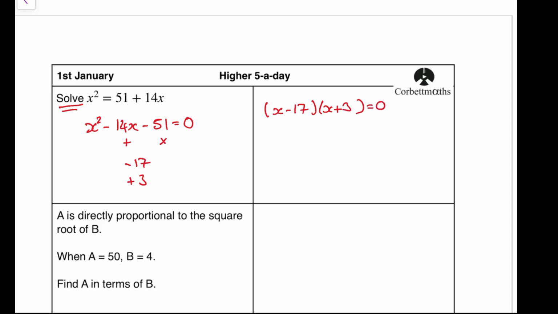Now, whenever I multiply a number by another number to get a 0, one of those numbers should be a 0. So either that bracket's equal to 0 or that bracket's equal to 0, which means that x is either equal to minus 3 or, and the or is important here, this is not an and, or equal to 17. First question done. Okay, next question.